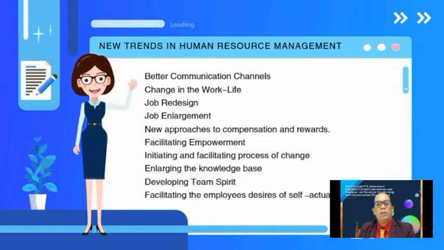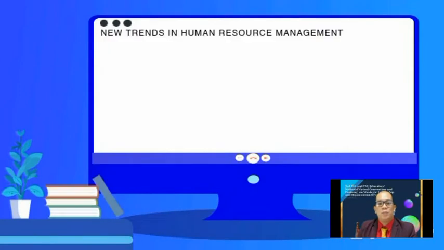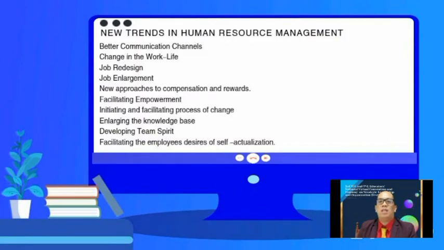New approaches to compensation and rewards. In reward systems, there are many approaches now. Like for example, MICE, meetings and incentives. People will be given rewards through travel tours and packages. So that's also one thing that the HR department is looking into and applying as of this time.